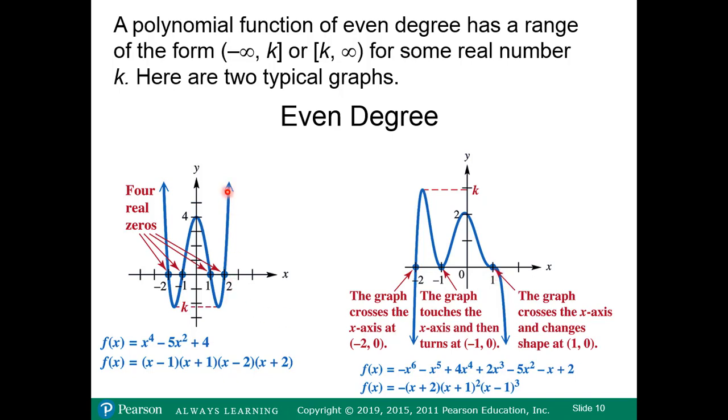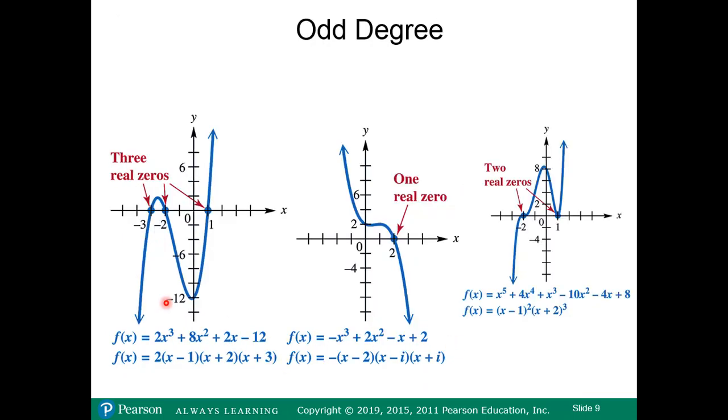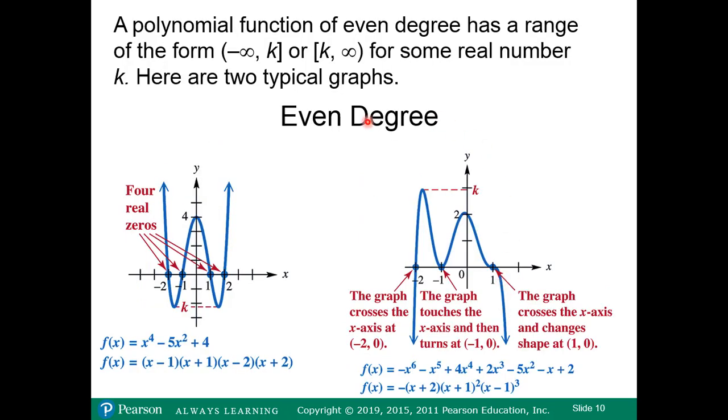And notice that in this case, both arrows of the end behavior of the graph go up. Here, both arrows go down. Okay? If you look at the odd ones, one arrow goes down, the other arrow goes up. This arrow goes up, this arrow goes down. So the tails are going in opposite directions. Whereas if it's an even degree, notice that the tails are going in the same direction.